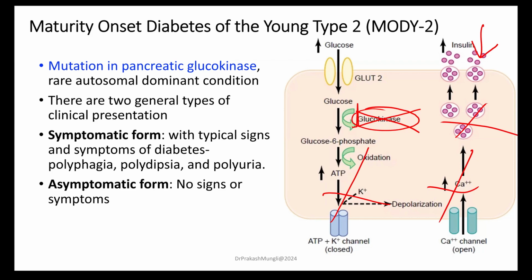So that is what happens in a disease called maturity onset diabetes of the young type 2, MODY2. The mutation is in pancreatic glucokinase. Make sure that is your answer. Okay. It is a type of diabetes.